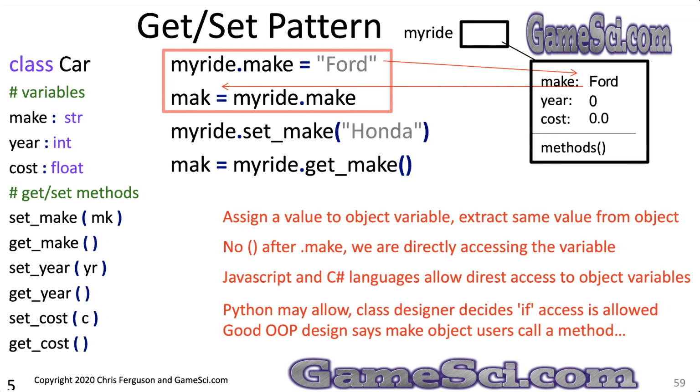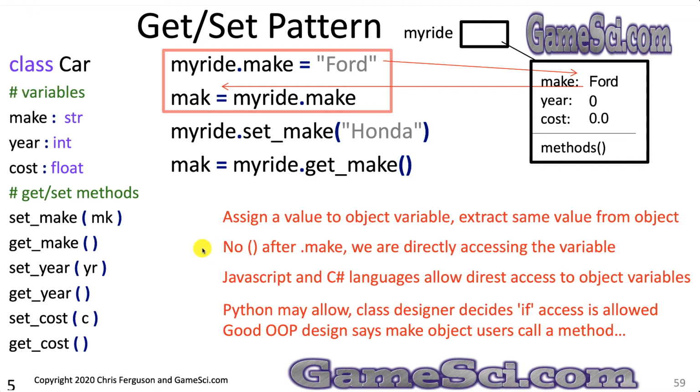Let's use our object. myRide.make equals Ford, make equals myRide.make. Assign a value to the object variable. Extract the same variable from the object. Assign the value Ford to the make variable, and you can see Ford showed up in the object. Then pull that same value out of the object and assign it to the variable make. All I did is put something in and pull something out. That's what objects do. You store data in them and you extract that data from them.